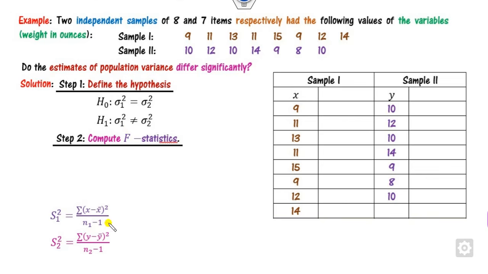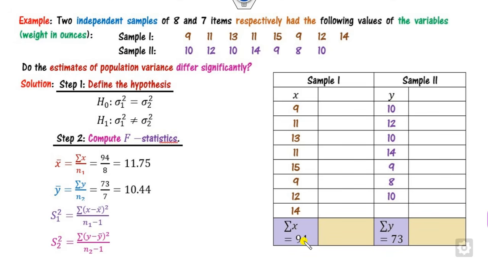Now in order to compute the values of S1 and S2, we need this. This is sample 1 and this is sample 2, as given. Firstly, we need the value of x bar. What is the value of x bar? That is the sum divided by n. So for the first sample I can take the sum, and I get a sum of 94, and for this one 73. Therefore we get the sample means.